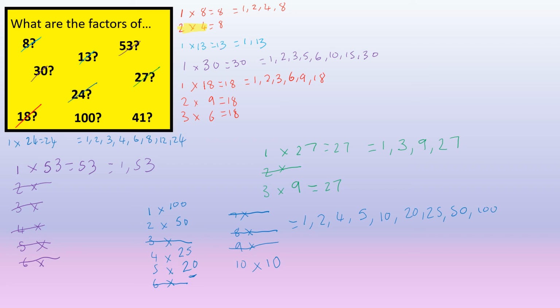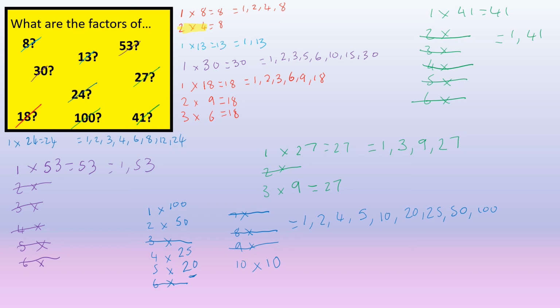Okay, very last one then is factors of 41. Okay, so I can do 1 times 41. Can't do 2. I can't do 3. Can I do 4? No, because 4 times 10 is 40, so I can't do that. I can't do 5. I can't do 6. And if I keep going along, I'm going to find, similar to some of the other numbers, that the only factors of 41 are 1 and 41.